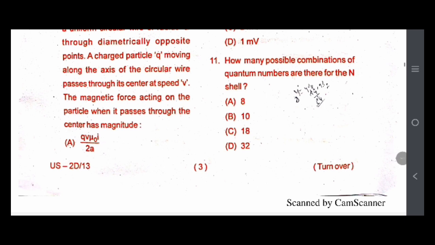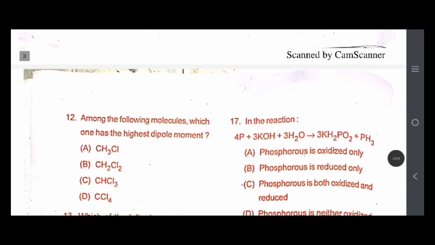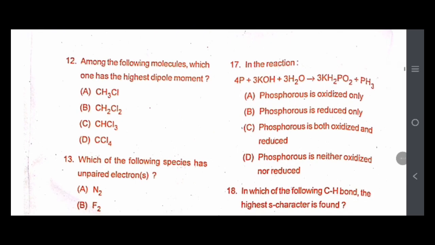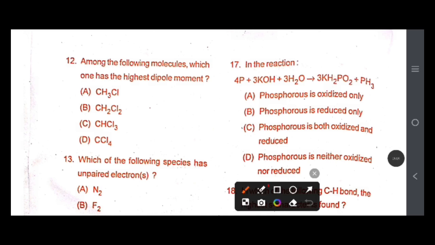How many possible combinations of quantum numbers are there for n equals 4? Correct answer is option D, 32. Among the following molecules, which one has the highest dipole moment? Correct answer is option C, CHCl3.